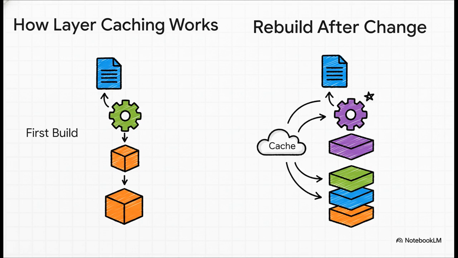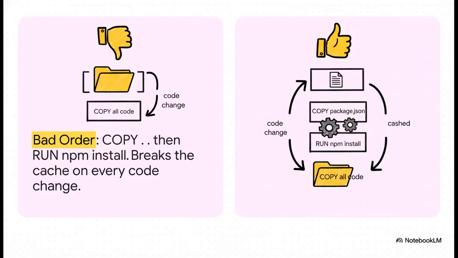Now, when you rebuild, Docker is smart. It looks at each instruction, and if nothing has changed, it just reuses the layer from its cache instead of running the command all over again. This is an absolute game changer for your build speeds. So how do we actually use this caching magic? It's all about the order of your commands. Take a look at these two examples. On the left, we copy all our code first, and then we run npm install. On the right, we do something different.